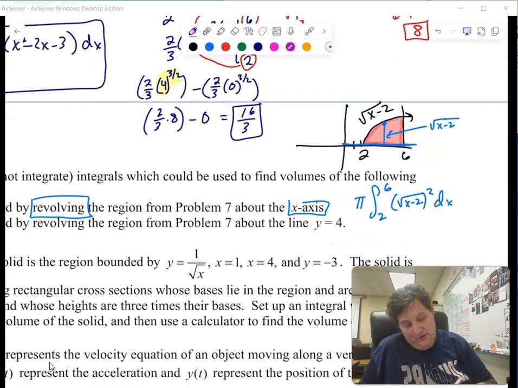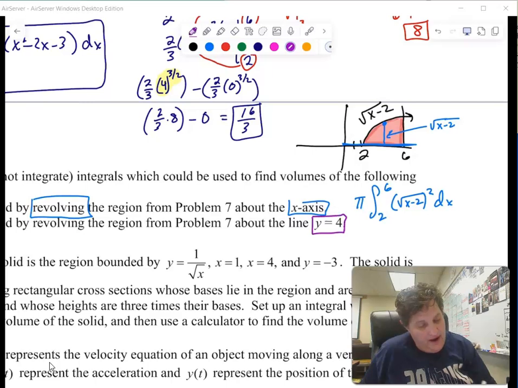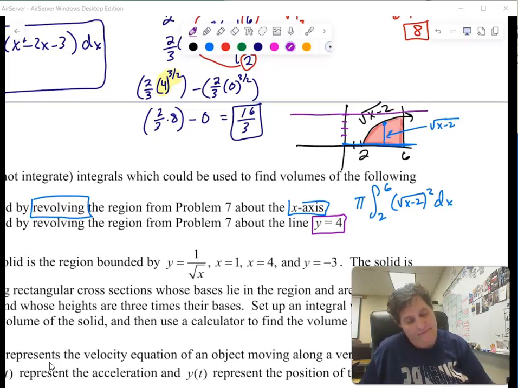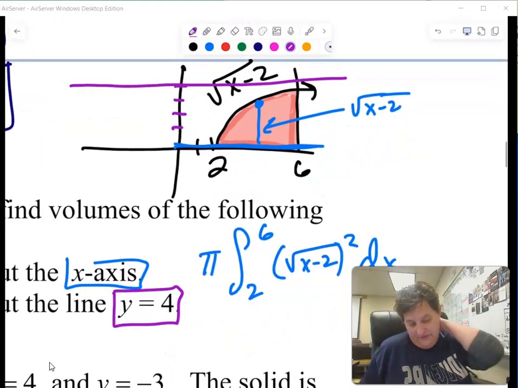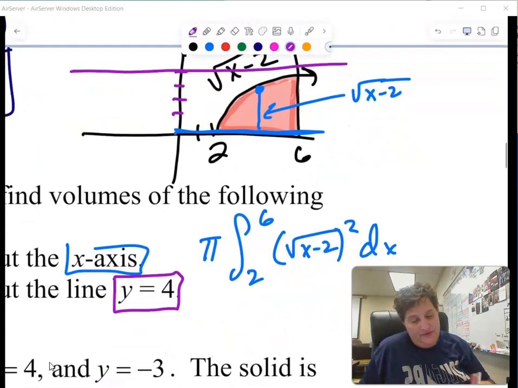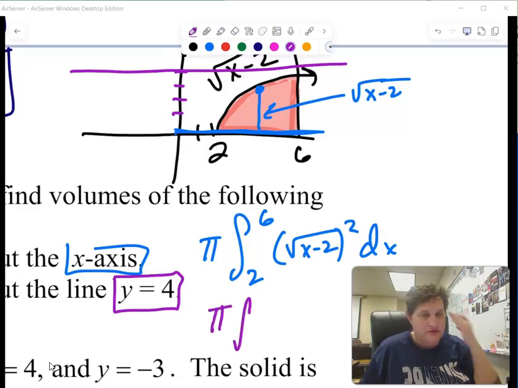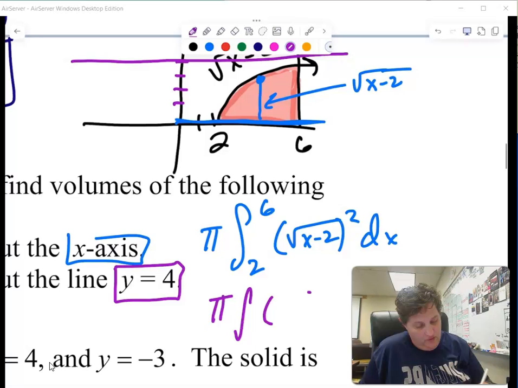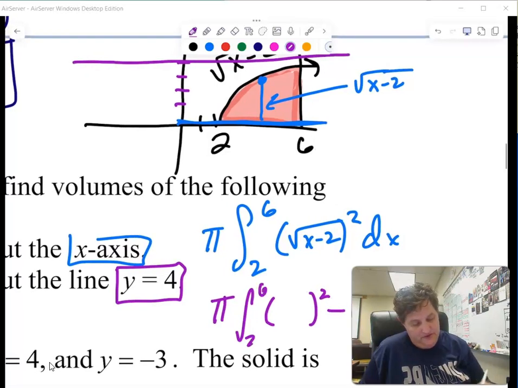Now, the next one, revolving it around the line y equals 4. That's a horizontal line that is up here. This is still a dx, but this is now a washer, or a disk. I always say it wrong. That's why I should probably say scones and donuts, right? This is going to be a donut. It's going to have a hole in the middle. So we are going to have to go big R minus little r. Still 2 to 6.